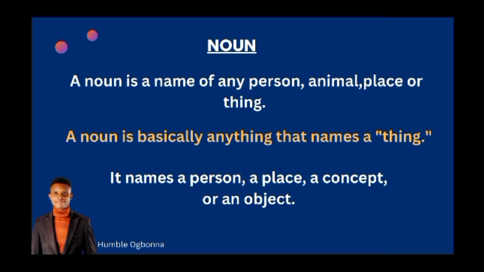Noun. What is a noun? A noun is the name of any person, animal, place, or thing. A noun is basically anything that names a thing. So if you want to name something, the word that you'll use to name it is a noun. A noun is simply a naming word. A noun names a person, it names a place, it names a concept, it also names an object.